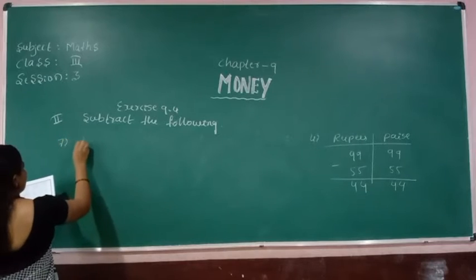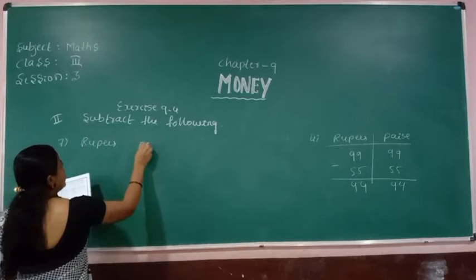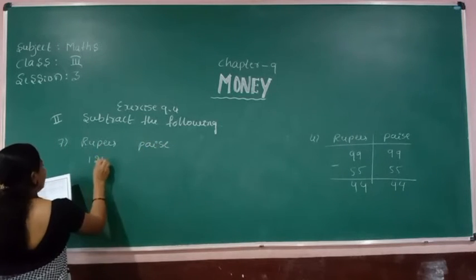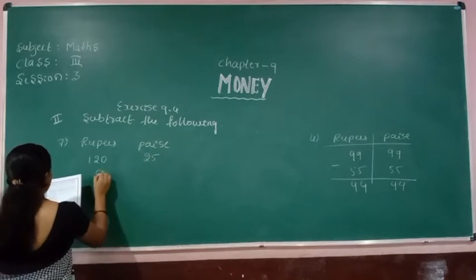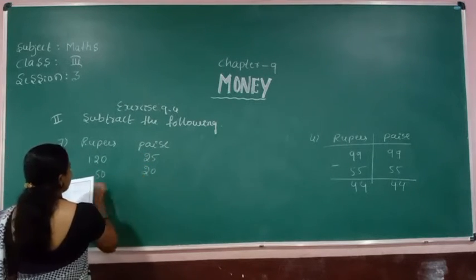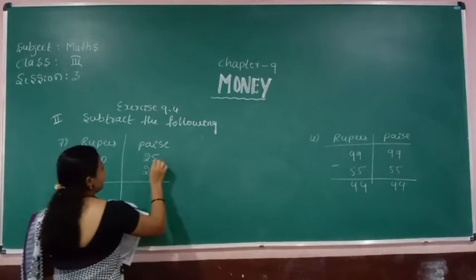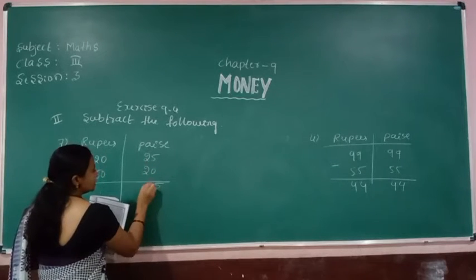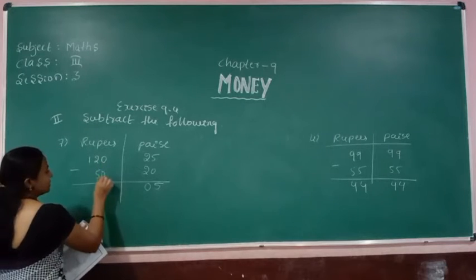Seventh one, rupees, paise. Okay, so 120 rupees 25 paise, 50 rupees 20 paise. So 5 minus 0 is how much? 5. 2 minus 2 is 0. Okay, 5 paise. The next one, 0 minus 0 is 0.